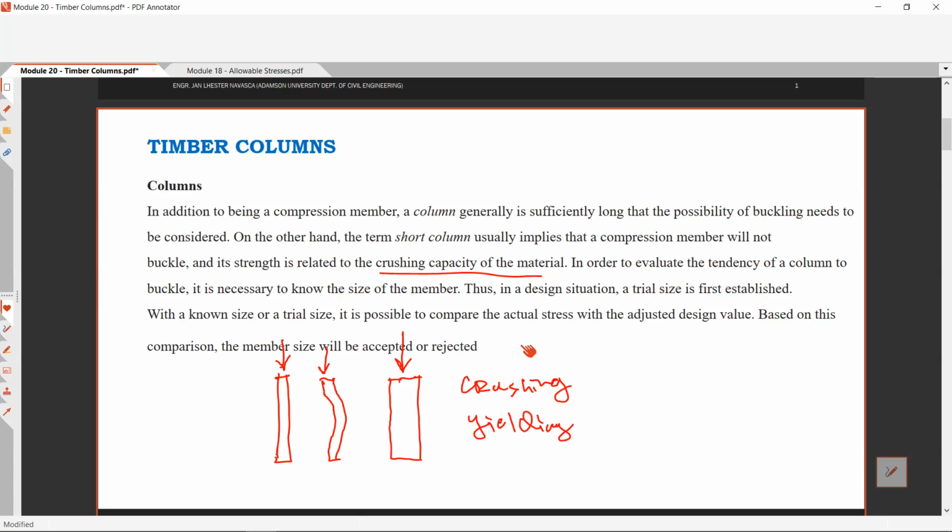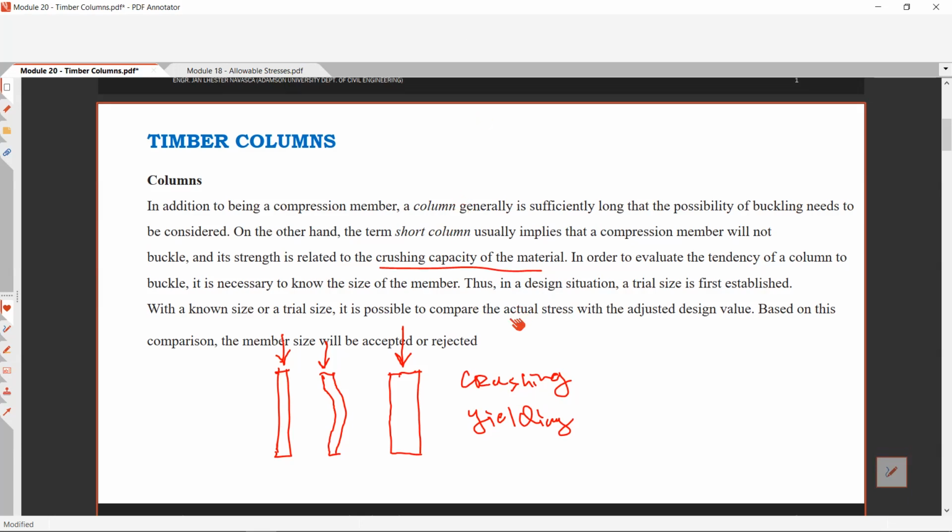So what we do when designing a column is take a trial size. We establish a size first, then with a known trial size, we compare whether the actual stress passes. If not, we adjust a little. So it's the same trial and error. Based on this comparison, the member size will be accepted or rejected.